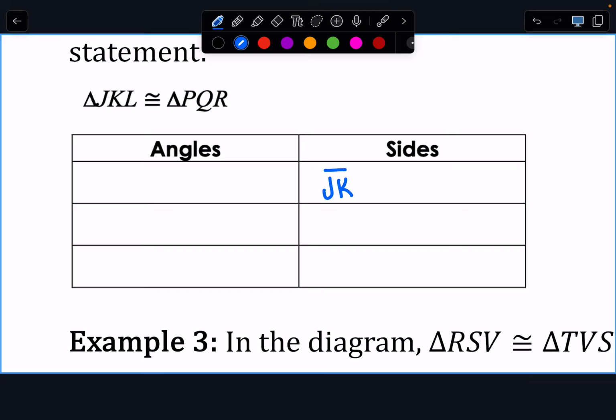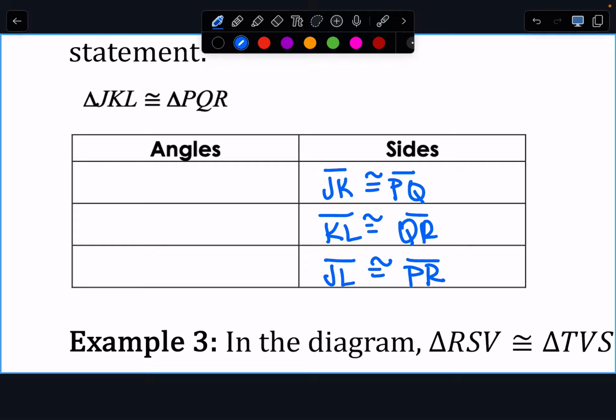So here's JK right here. Who does it match with in the statement? From the first triangle, what's another segment? KL. And it corresponds with QR because they are in the same place. So what would the third one be? JL. JL is congruent to PR.